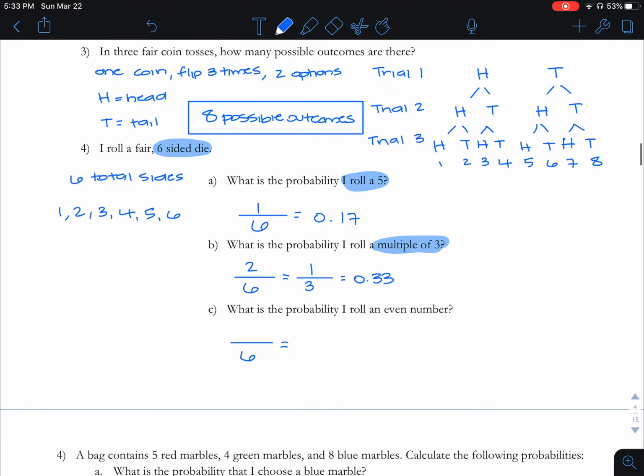And then my last one, an even number. If I look at the set of numbers that I have, how many of them are even? 2 is even, 4 is even, and 6 is even. So I have 3 total even numbers within that set. I can reduce that fraction. I get 1 over 2, which gives me 0.50.